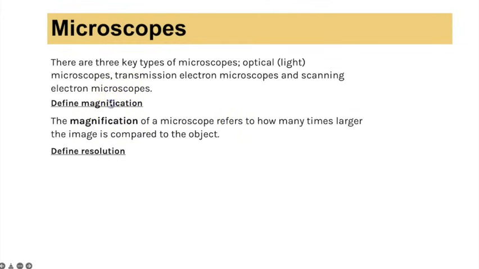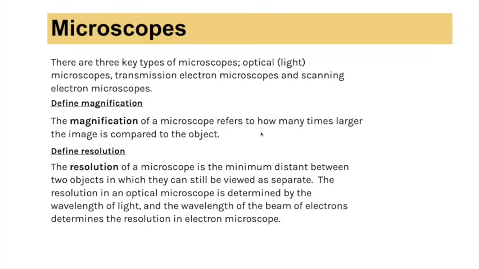The definition of magnification is how many times larger the image is compared to the object. Resolution of a microscope is the minimum distance between two objects in which they can still be viewed as separate. And the resolution of an optical microscope is determined by the wavelength of light, and the resolution of the electron microscopes is determined by the wavelength of the beam of electrons.